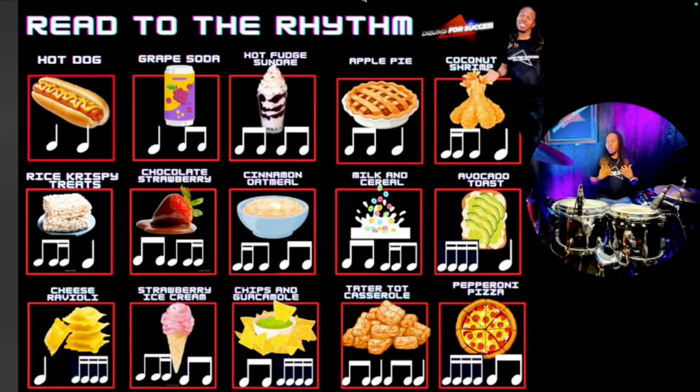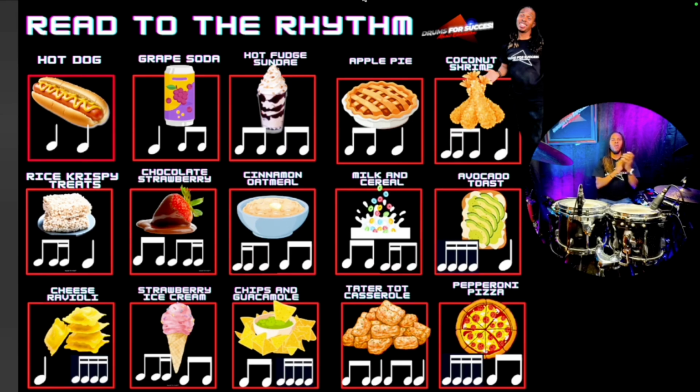Clap them right or play them right after me. Here we go. We got hot dog. We got grape soda. We got hot fudge sundae. We got apple pie. We got coconut shrimp. We got Rice Krispie treats. We got chocolate strawberry.